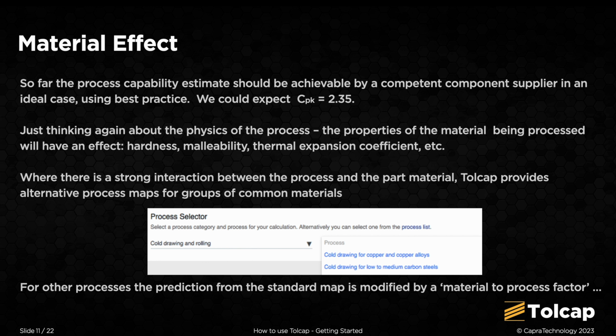of common materials. The slide shows that there are separate maps for cold drawing copper alloys and for cold drawing steels. For other processes, for example for turning and boring, which we selected here, the prediction from the standard map is modified by a factor dependent on the material of the part. The choices appear at the initial process selection step we went through earlier. Maybe sometime you could click on the View All Processes link to see which processes are material specific and which ones require a material factor.